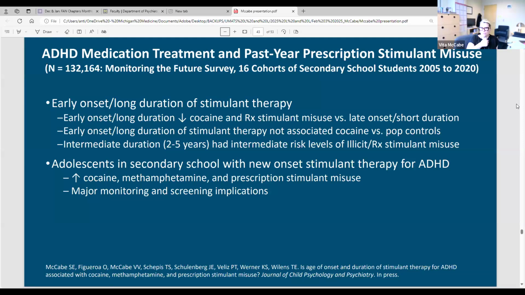So it's protective. Now it changes if they start in 8th grade or beyond, meaning the risk of developing these disorders increases. It doesn't mean you don't treat, but it means you need to be aware of that. And then intermediate duration has intermediate risk levels. Adolescents who start, like I said, in 8th grade, not only was it for prescription stimulant misuse and cocaine, but we also saw increased rates of methamphetamine use. And again, this is where the USPSTF data and I would say our work disagree on screening.